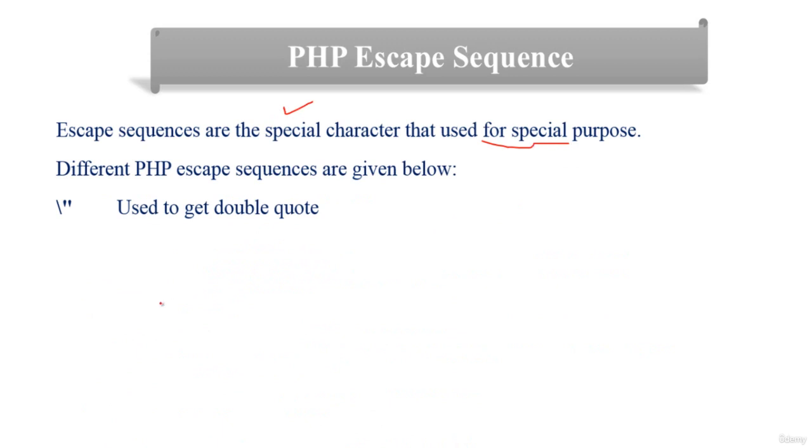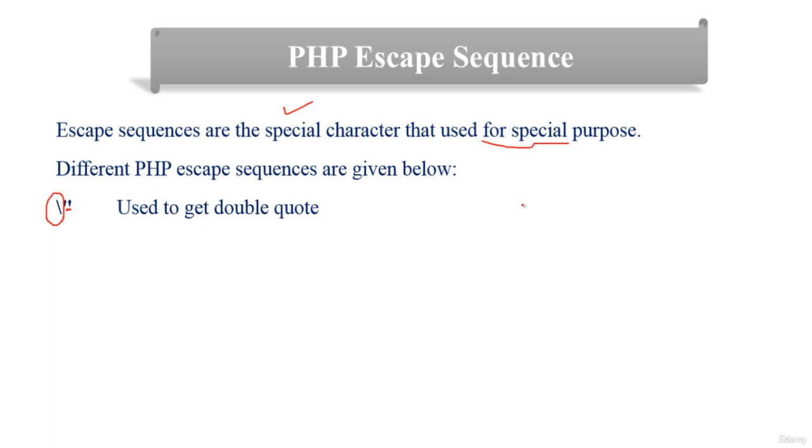First of all, this is an escape sequence that is used to get a double quote. So this is a backslash. A backslash is very important, and putting a backslash is necessary. After the backslash, you put the character, and that is an escape sequence. In that case, we used a double quote. This is an escape sequence. You will get a double quote in the browser.